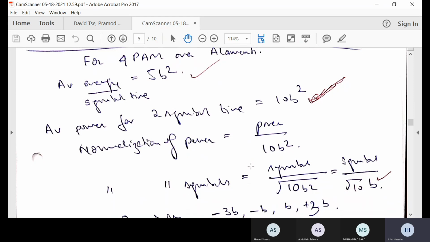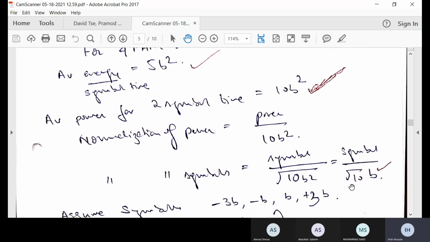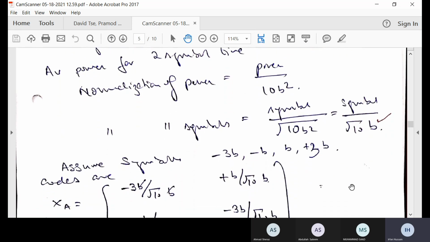Let us try to understand. We are using 4 PAM over LMOT. So you know the average energy now is 5B square for one symbol. But in LMOT you are sending 2 symbols, so the average energy will be 10B square. So the power normalized will be power over 10B square. But you have to normalize the symbols, that is the main thing. So the symbol has to be normalized with the square root of the average power. This will be square root of 10B, so every symbol needs to be divided by root 10B.